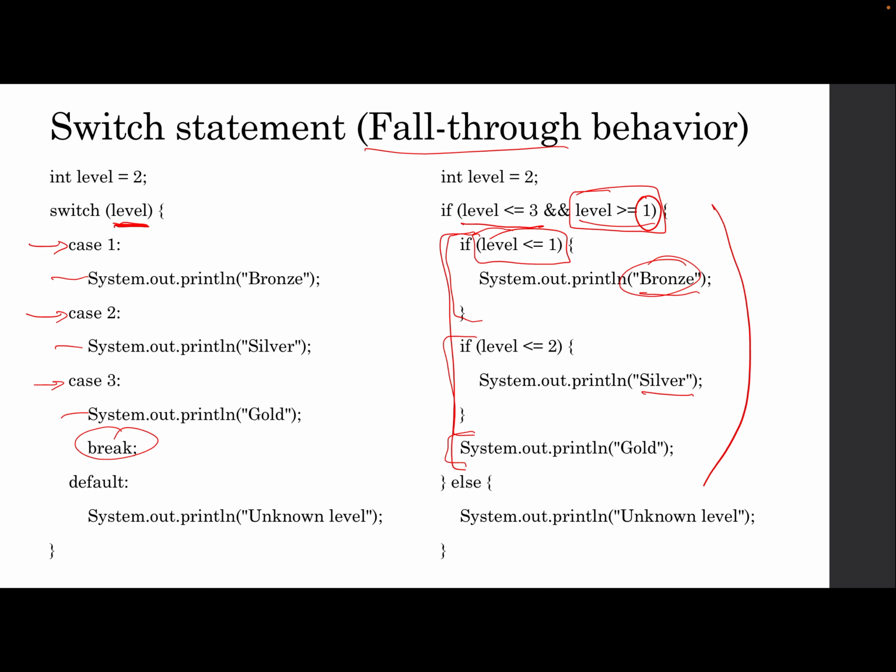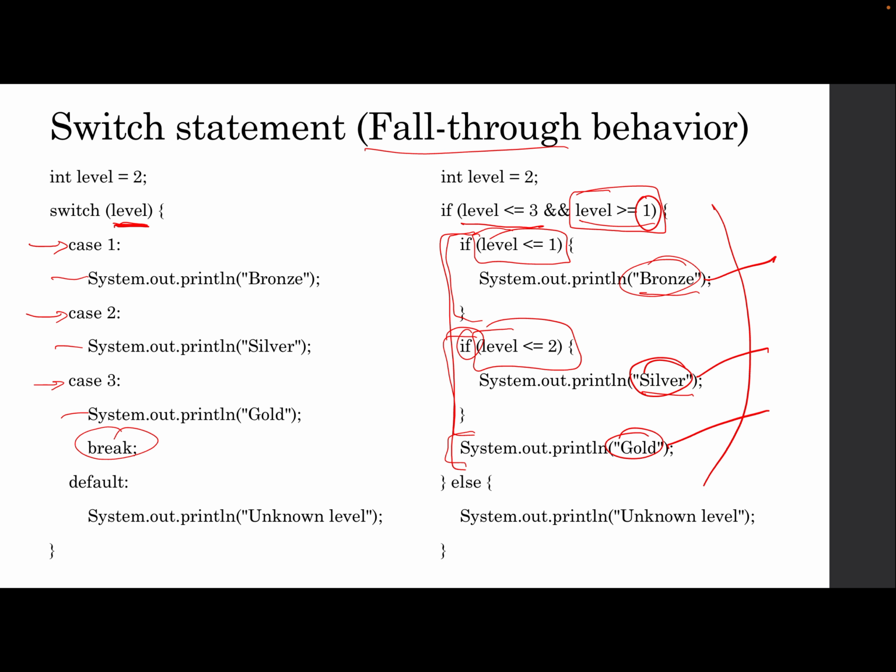Since we don't have an else if, we have an if here. So we're just going to check this as well. Is 1 less than or equal to 2? The answer is yes. So print out silver. And then last we print out gold. So if level equals 1, on the right-hand side, we print out bronze, we print out silver, and we print out gold. Well, how does it look in the switch statement?